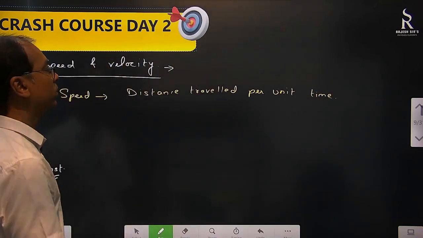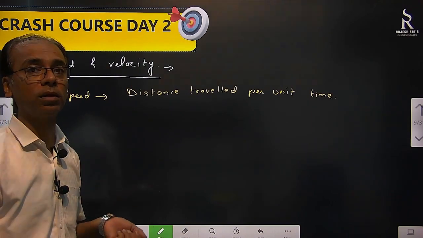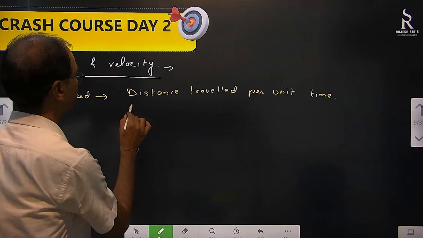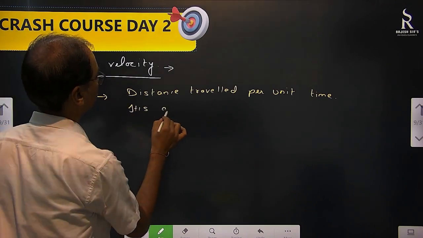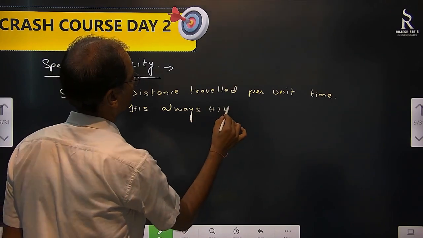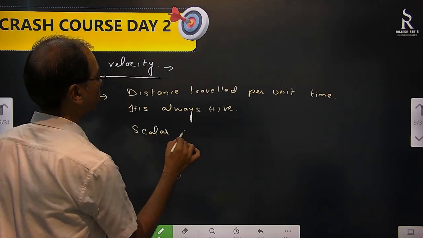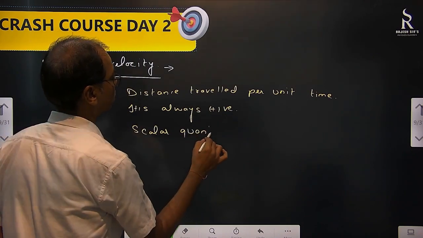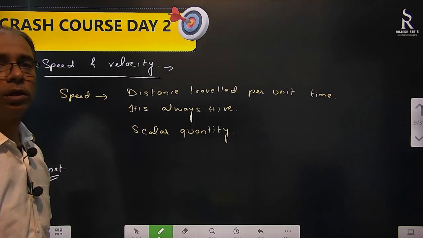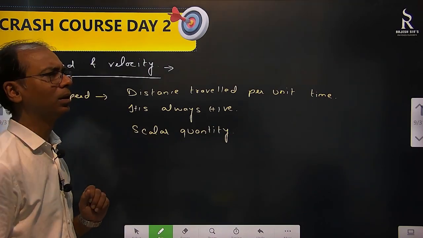Distance traveled per unit time. So it depends on distance. Since distance can never be negative, speed also can never be negative. It's always positive. It's a scalar quantity.